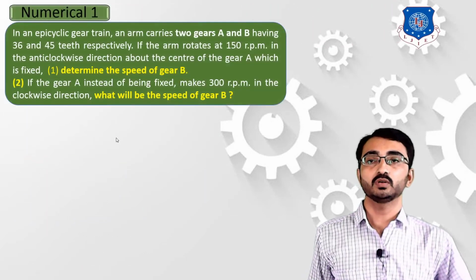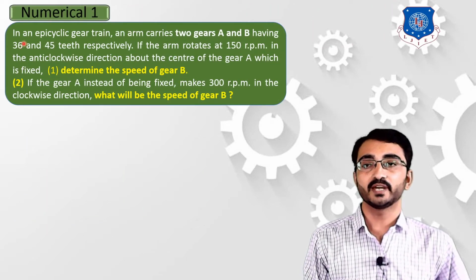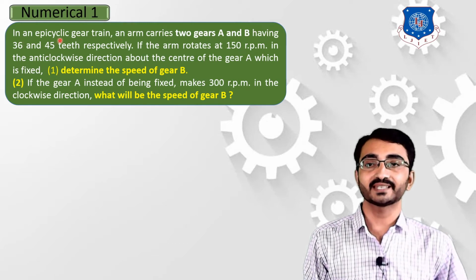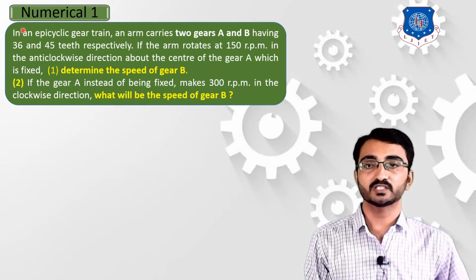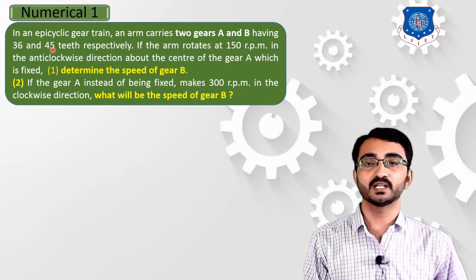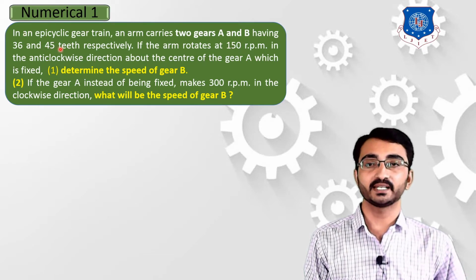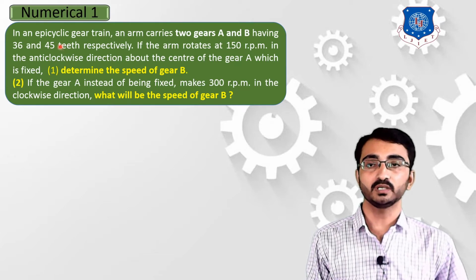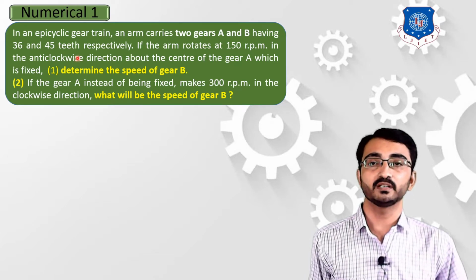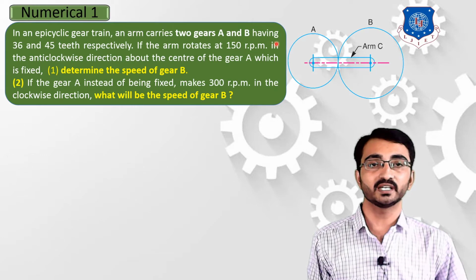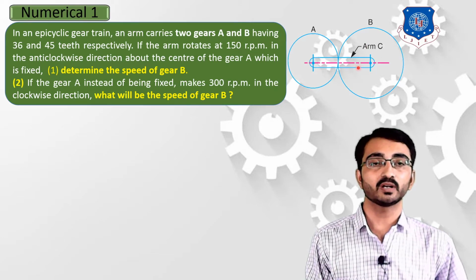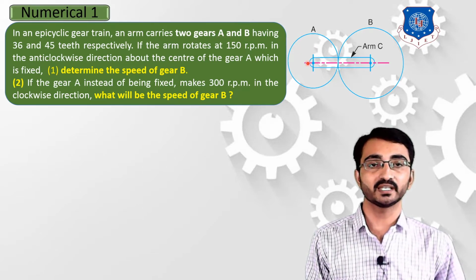In this numerical, we have been given an epicyclic gear train. First of all, we have to consider the type of gear train. Most of the examples in this chapter will be on epicyclic gear train. We have a simple diagram with gear A, gear B and an arm connecting these two gears, A and B. So an arm carries two gears, gear A and gear B.